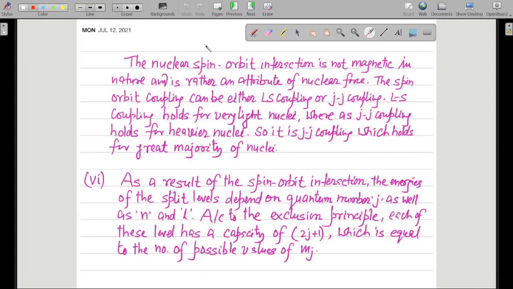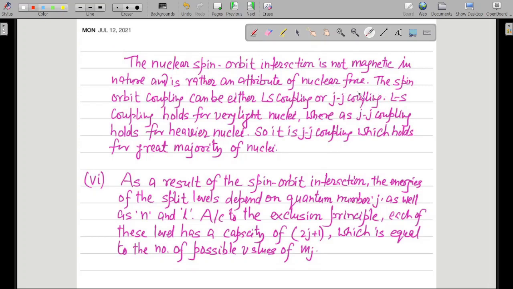Now, nuclear spin orbit interaction is not magnetic in nature and is rather an attribute of nuclear force. The nuclear spin orbit interaction is not magnetic in nature. This thing you must remember, because in case of electrons, it is magnetic. There is no magnetic splitting taking place over here. This thing you must remember. On the other hand, the nuclear spin orbit interaction is an attribute of nuclear force.